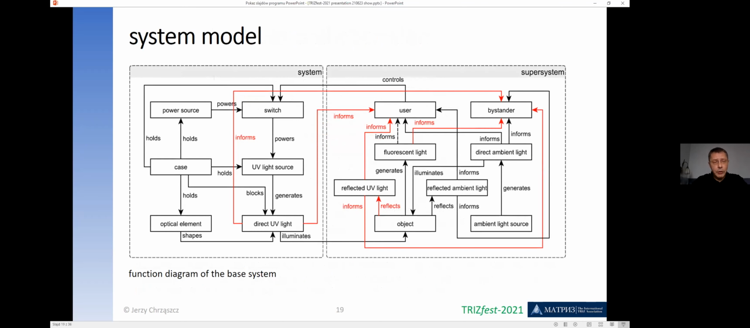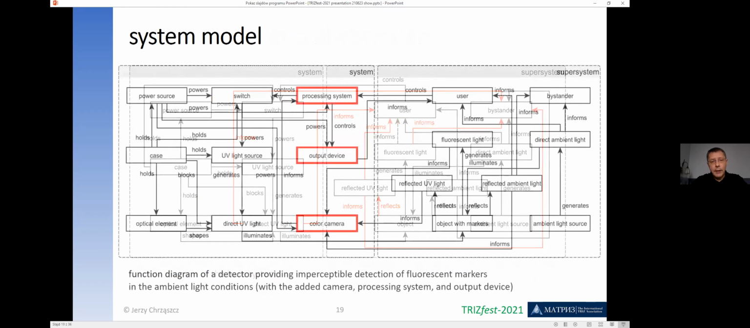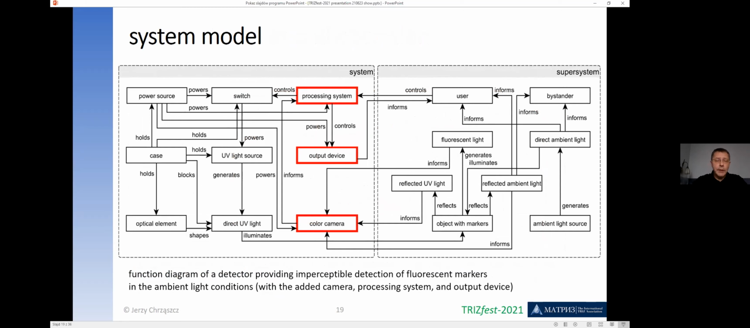This is the original function diagram for reference once again, and this is the modified diagram with the additional components. The image processing system continuously acquires a stream of object images from the camera and processes it to detect, extract, and amplify the tiny color changes coming from the fluorescent response generated by the object. And finally, the user is informed by the output device, for instance, a display in smart glasses.